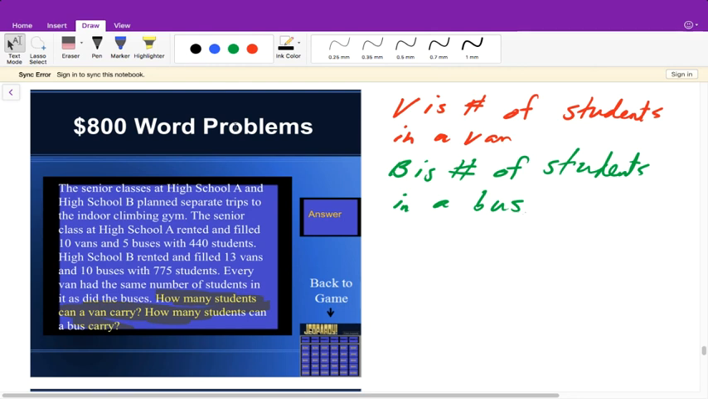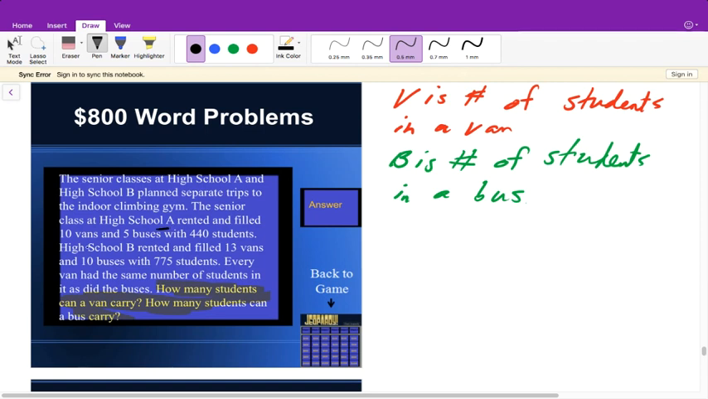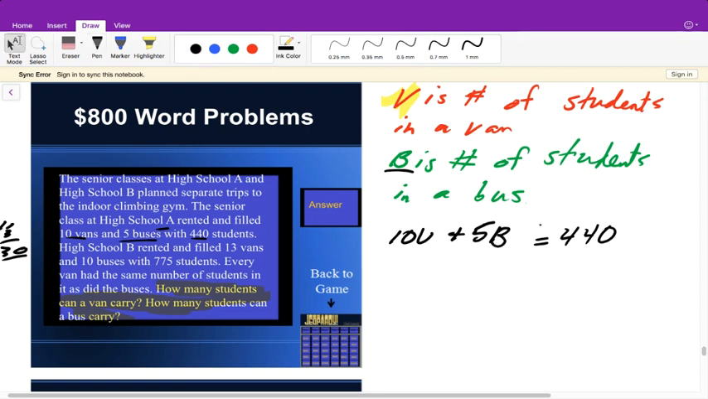All right, now after I define my variables, I'm going to figure out what equations I have. It says in high school A, they rented and filled 10 vans and 5 buses with 440 students. So I know a total of 440 students went on this trip. Well, how many kids went in a van? If I told you that there were 3 kids in a van and we have 10 vans, you would do 10 times 3, which means you have 30. But we don't know how many kids are in a van, but we know what represents that, and that is V. So we would represent this by 10V. 10 times V will tell us how many total kids were in a van. And if we had 5 buses and B represents the number of students in a bus, we could do 5 times B. That tells us how many total kids are in a bus. We add them together and it must equal 440.